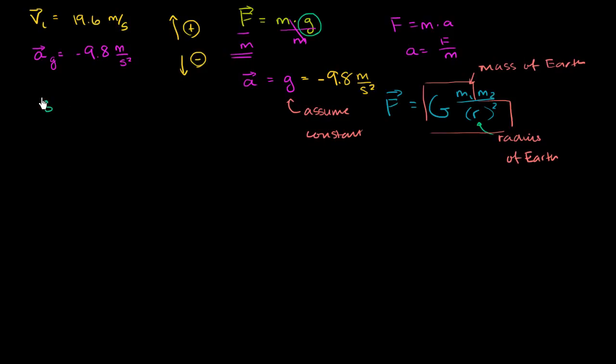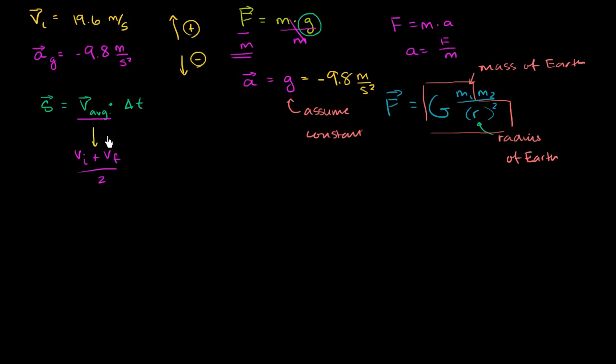So we know that displacement is the same thing as average velocity times change in time. So right now we have something in terms of time, distance, and average velocity, but not in terms of initial velocity and acceleration right over here. But we know that average velocity is the same thing as initial velocity plus final velocity over 2 if we assume constant acceleration.